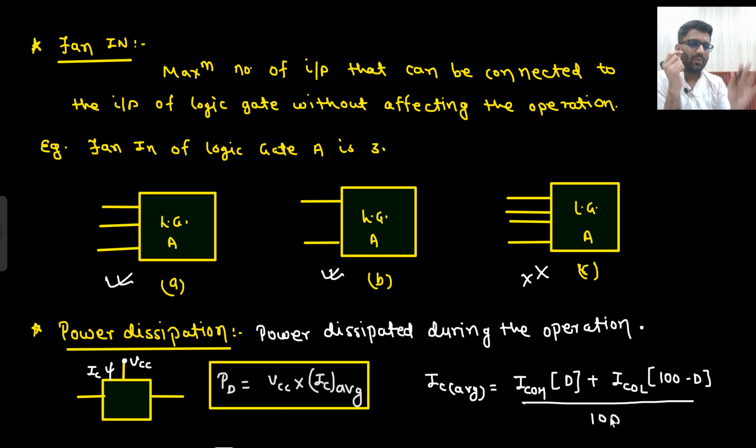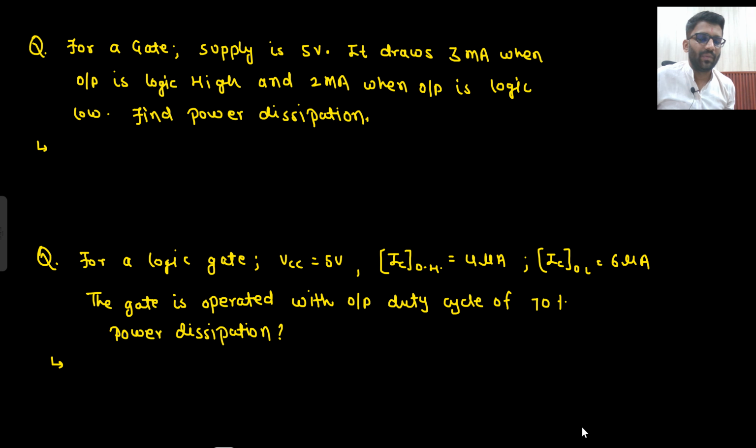Very easy formula, you will be able to understand it. Let's solve an example. It will be very easy. For a gate, supply is 5 volt. When output is high, it is driving 3 milliampere current, and when output is low, it is driving 2 milliampere current. Duty cycle is not mentioned. That means duty cycle is 50%.